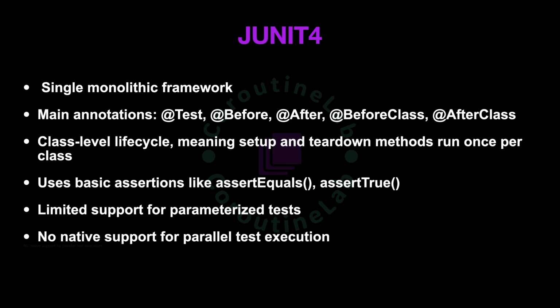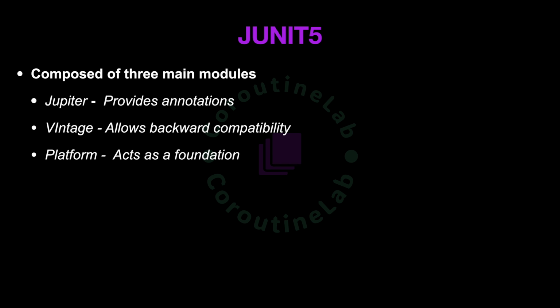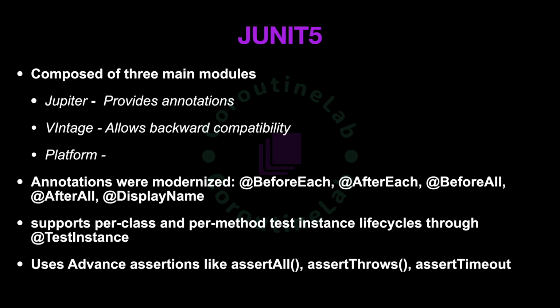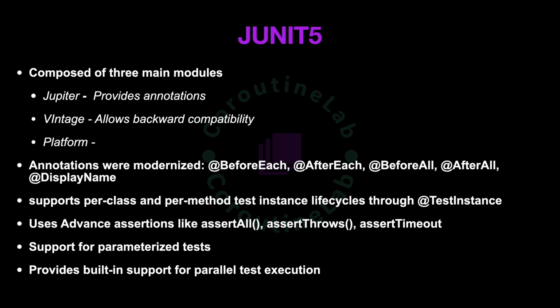native parallel test execution. On the other hand, JUnit 5 is composed of 3 modules: Jupiter for new annotations, Vintage for backward compatibility with JUnit 4, and Platform for test execution. It brings in modernized annotations like @BeforeEach and @AfterAll, and supports per-class and per-method lifecycles using @TestInstance. With advanced assertions like assertAll and assertTimeout, support for parameterized tests, and built-in parallel test execution, JUnit 5 offers a more powerful and flexible testing experience. Switching to JUnit 5 can give you access to these enhanced features, making your unit testing more efficient and effective.